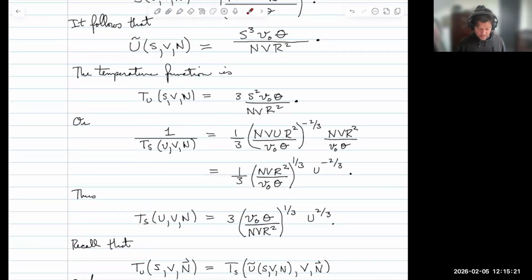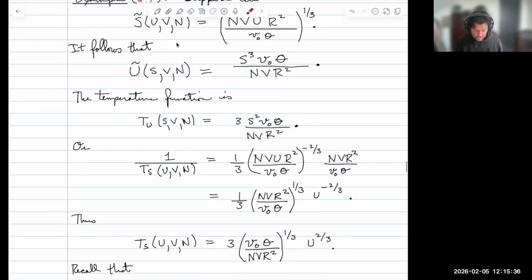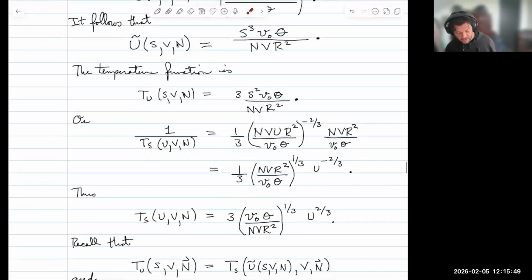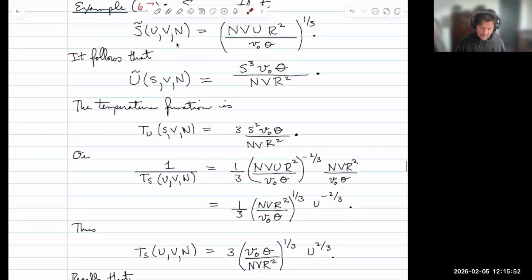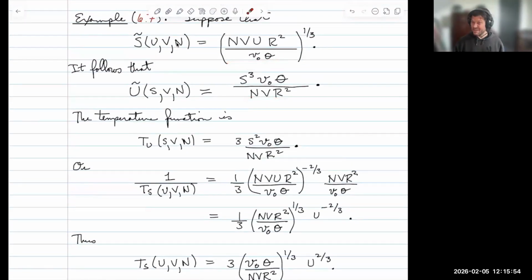The temperature function, we can get this in one of two ways. Remember, we can take the derivative of the internal energy with respect to S, and that gives us the internal energy version of the temperature. That's pretty easy to do, right? If I take the derivative with respect to S, I get 3S squared V naught theta over N V R squared. And these three numbers here, V naught, theta, and R, are of course constants. This function and this function are both homogeneous of degree 1, easy to check. This guy is homogeneous of degree 0.